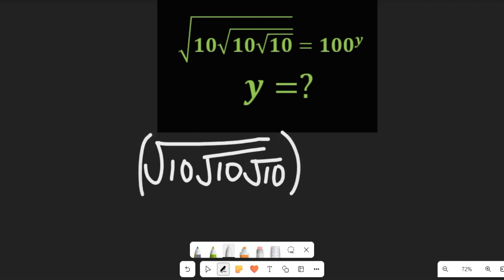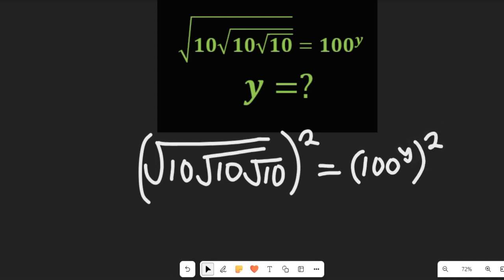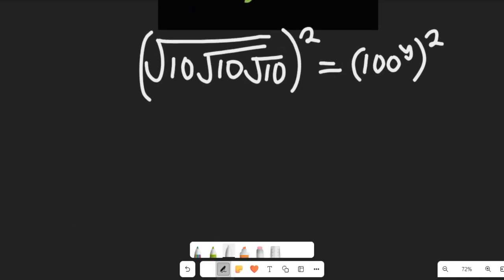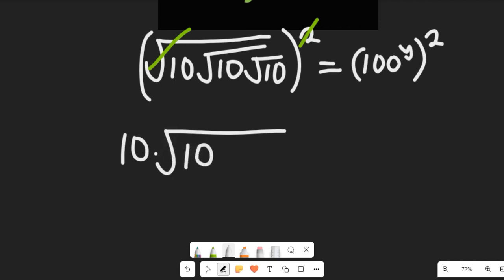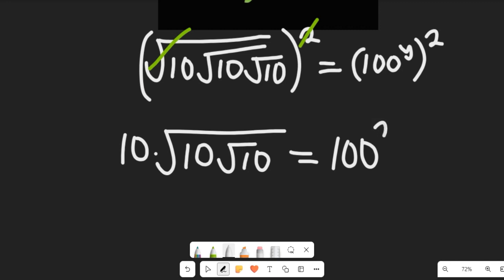So if we take the square of all these, whatever we do to the left hand side we will equally do to the right hand side. So this will be squared, and that expression will automatically clear this, and we'll be left with 10 multiplying the square root of 10 multiplied by the square root of 10, and this will be equal to 100 to the power of 2y, because the two exponents will have to multiply.